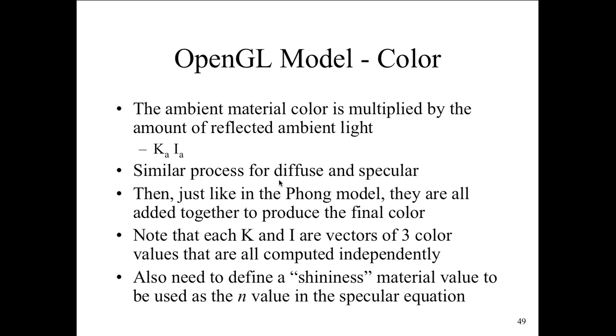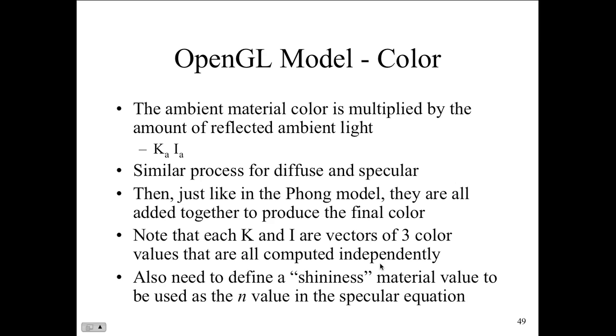So OpenGL, actually, in these lighting models, are trying to simulate the real world to the best that they can, using algorithms with properties that are associated with real world phenomena that occurs. So similar processes for diffuse and specular. Then, just like in the Phong model, they're all added together to produce the final product, or the final color. And note that each K and L are vectors of 3 color values, RGB, and they are computed independently.